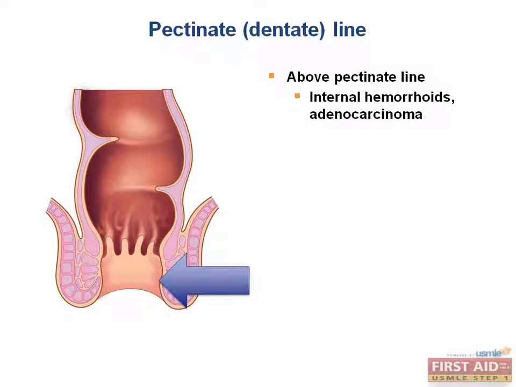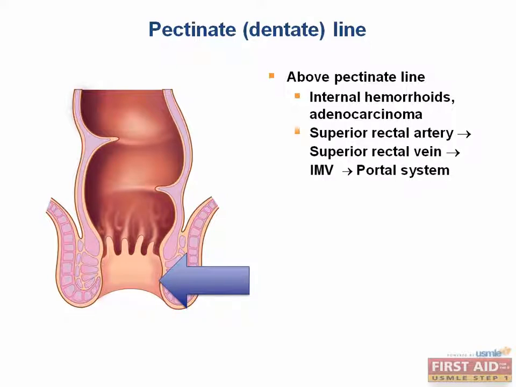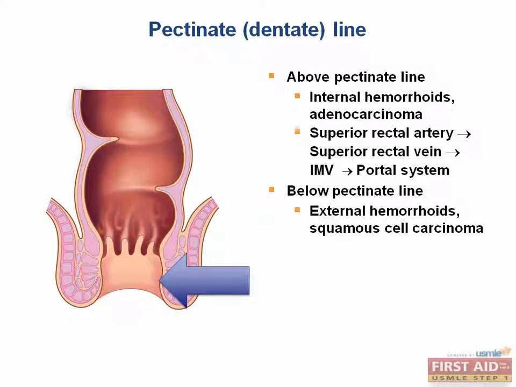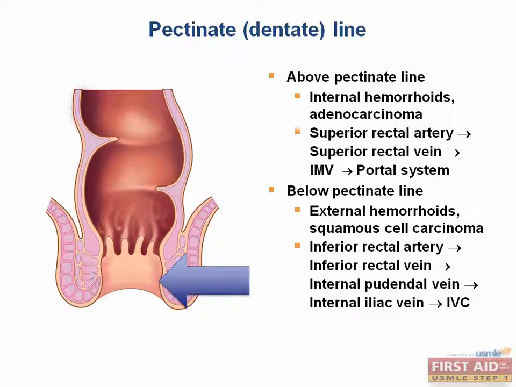The blood supply to this region is from the superior rectal artery, which is a branch of the IMA, and venous drainage is to the superior rectal vein, which feeds to the IMV. Below the pectinate line, in what is essentially normal skin, patients can develop external hemorrhoids or squamous cell carcinoma. The blood supply to this region is from the inferior rectal artery, which is a branch of the internal pudendal, and then the blood exits via the inferior rectal vein, which connects with the internal pudendal and then the internal iliac before reaching the IVC.